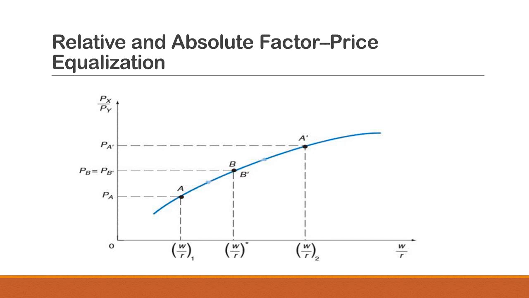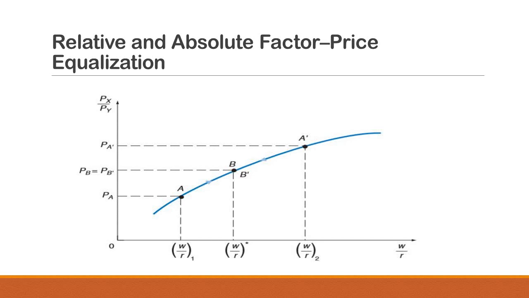increases and there is a decline in relative price of capital, that is interest rate. W by R ratio gradually increases, and we can see that commodity price ratio also increases. Px by Py increases and it becomes equal to PB, and factor price ratio becomes equal to W by R star.